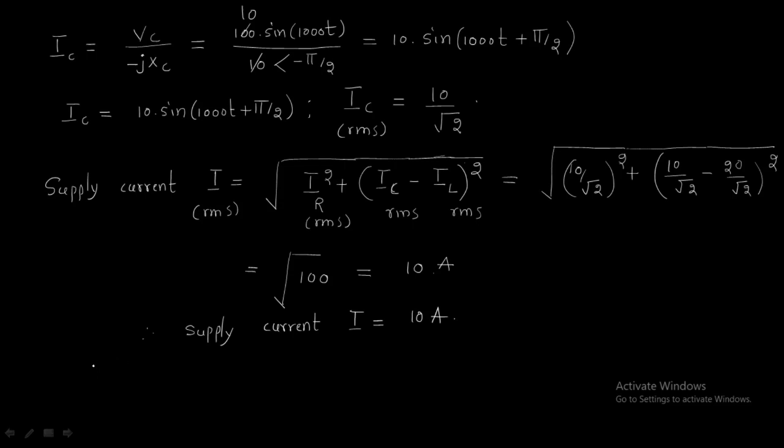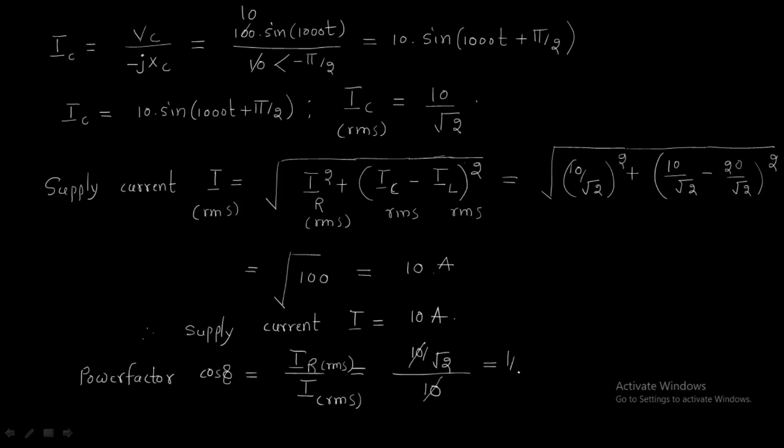Supply power factor, cos phi, equals IR by I. You know that IR is an RMS value. Again, don't confuse here: always in the calculations of power factor or effective values, we use only RMS values. So the RMS value is 10 by root 2 there, and this is the 10.